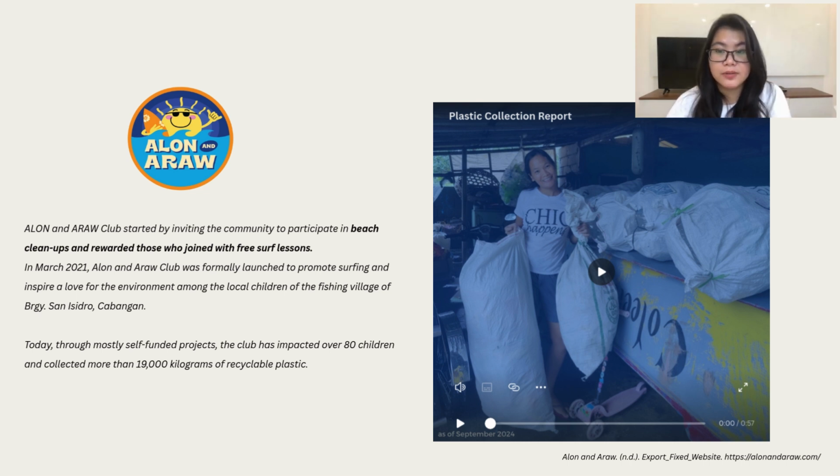Alon and Arrow Club started by inviting the community to participate in beach cleanups and rewarded those who joined with free surfing lessons. In March 2021, it was formally launched to promote surfing and inspire love for the environment among the local children in the fishing village in Cabangan, Zambales. Through mostly self-funded projects, the club has impacted more than 80 children and collected more than 19,000 kilograms of recyclable plastic. So, why are physical forces important?